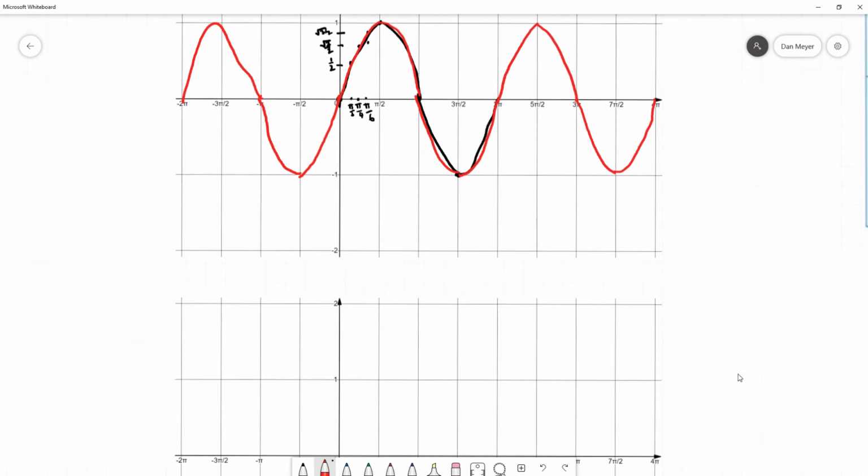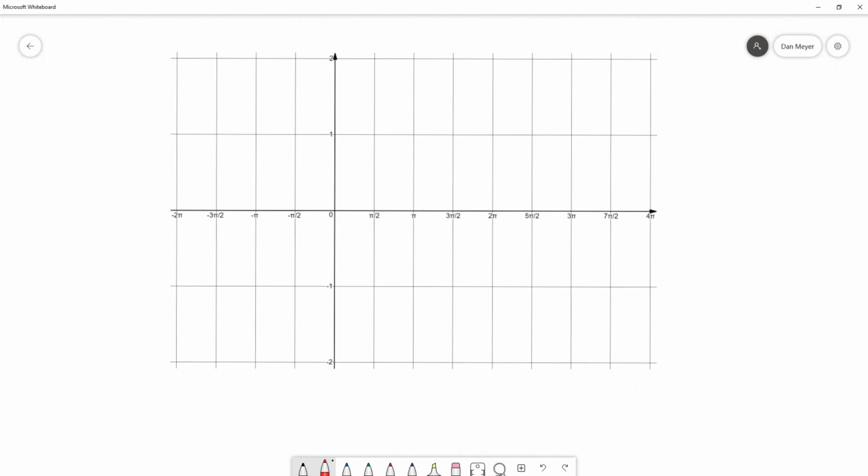For y equals cosine of x, I'm still going to draw, I guess the book I think refers to it as a cycle, as opposed to a period?